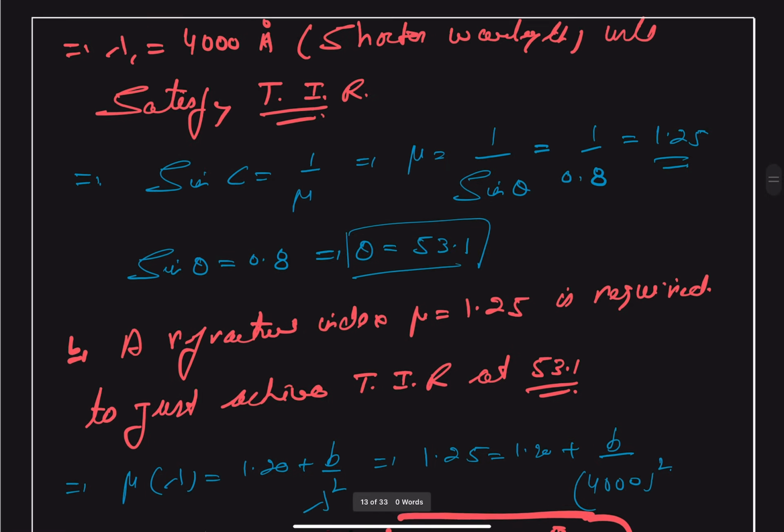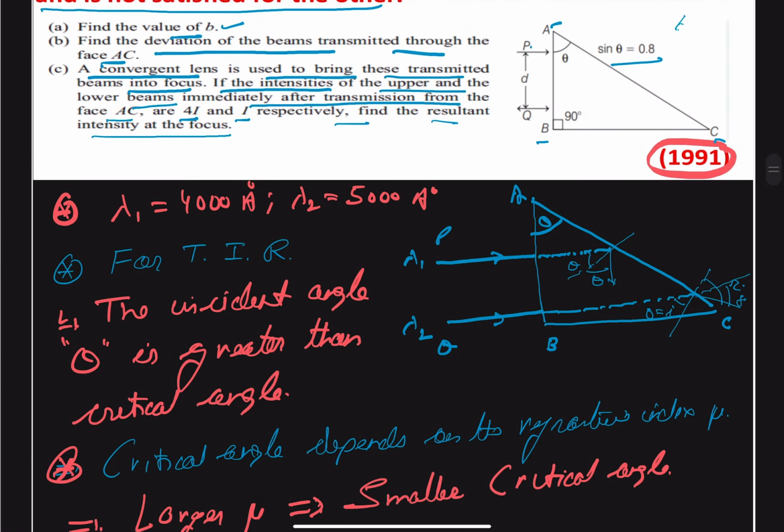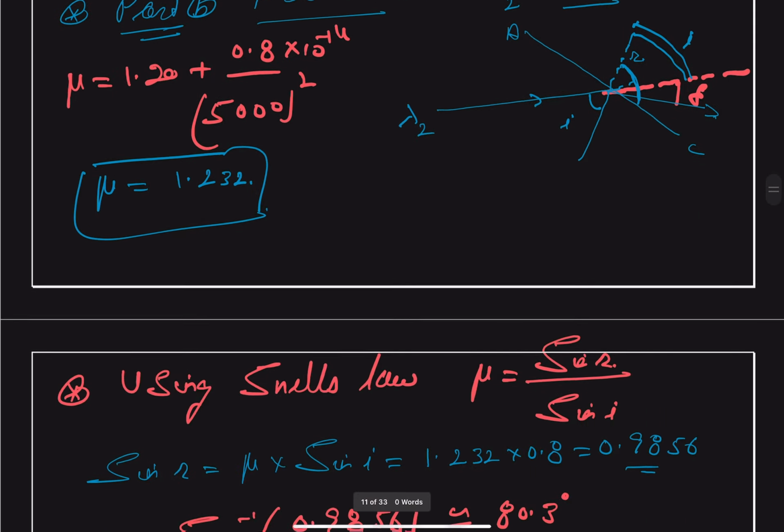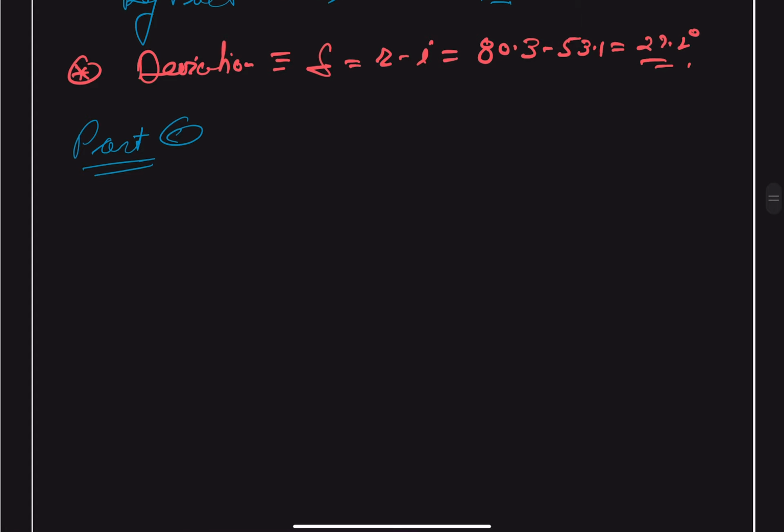And in part C, it is said that the converging lens is used to bring these transmitted beams into focus. If the intensities of the upper and the lower beams immediately after transmission from AC are 4I and I, find the resultant intensity at the focus. So we have to find out what will be the resultant intensity at the focus.